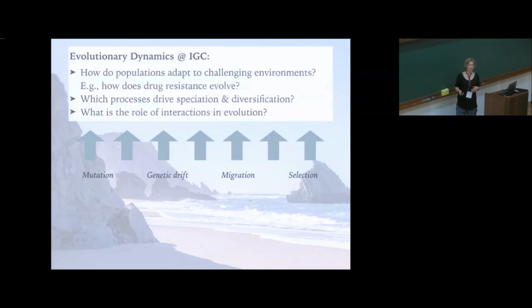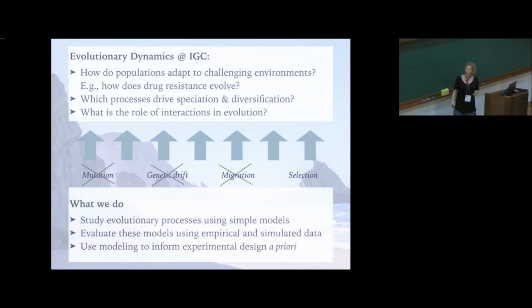So the great thing is that as a theoretician, I can make it very simple, right? Because, for example, I can say, okay, today I just want to study selection. So I'm just going to ignore every other process and build models that only include selection, and then I can really look into what the contribution of selection to a specific scenario might be. And so that's what we do in the lab. We study evolutionary processes using simple models, sometimes not so simple models, but on average we try to be as simple as possible. We evaluate these models using empirical and simulated data, and we also use modeling to inform experimental design in collaborations with experimental people.